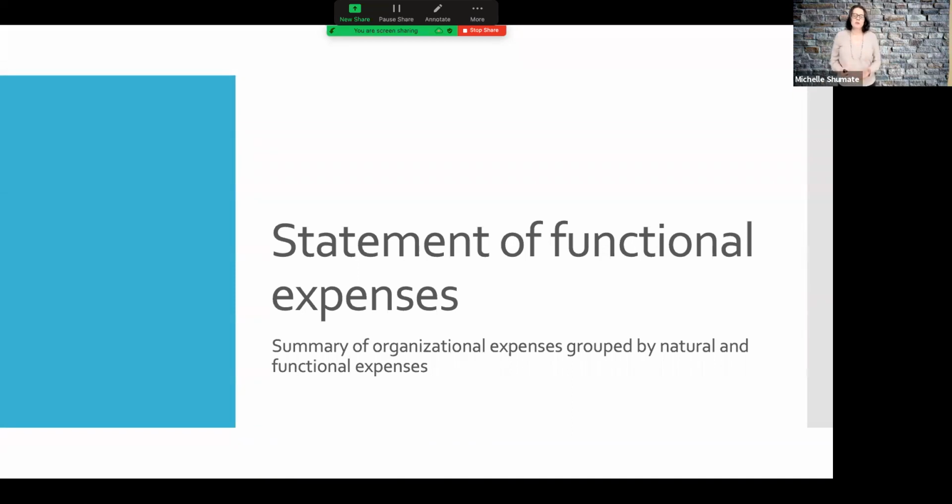The second statement of accounts that we're going to discuss is a statement of functional expenses. And the functional expenses are really a deep dive into how the different types of organizational expenses are being grouped. Where are they spending their money? And they're grouped by natural and functional expenses. I'll talk more about that in a second.